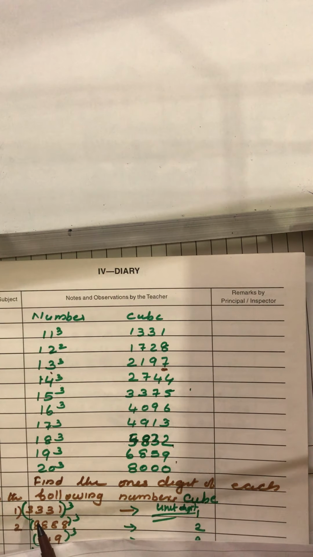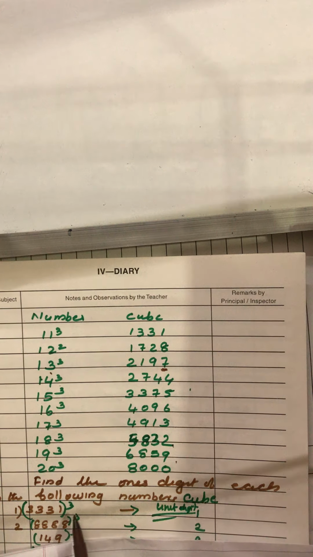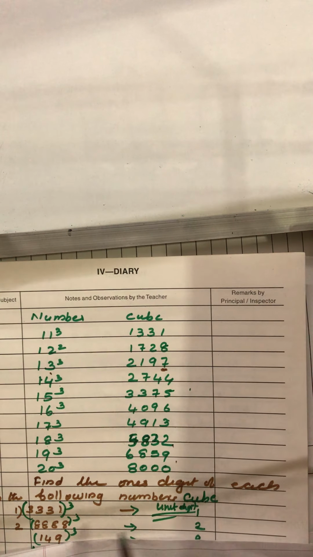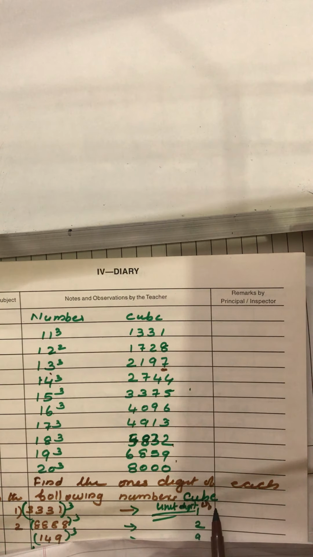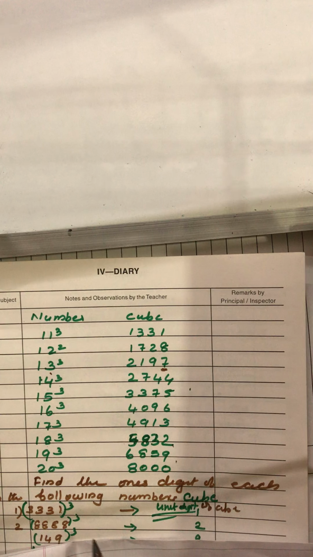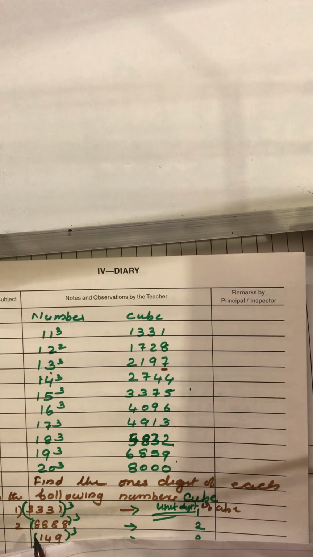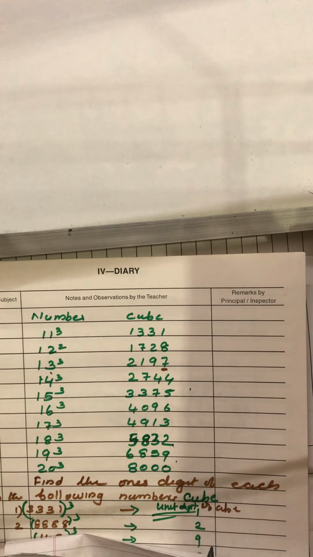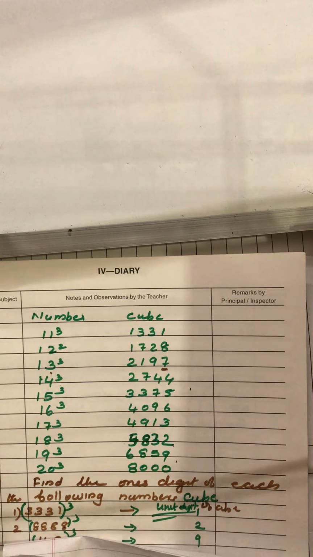I am going to do 3331, the whole cube. The unit digit here is 1. The unit digit of the cube is also 1. Then 8888, the whole cube. The number's unit digit is 8, and the unit digit of the cube is 2 there.